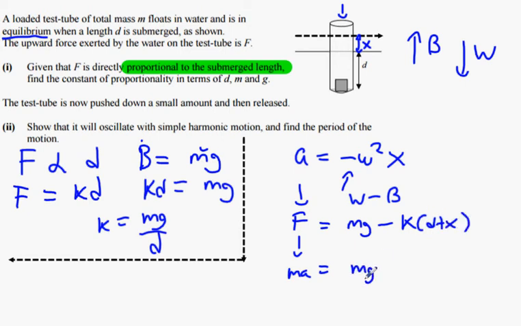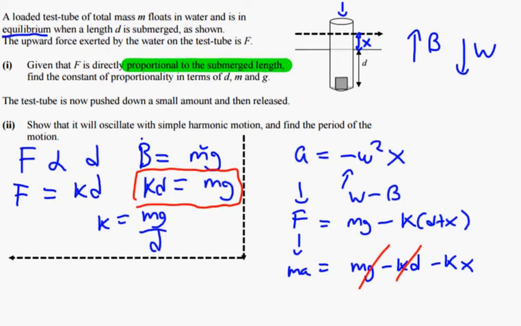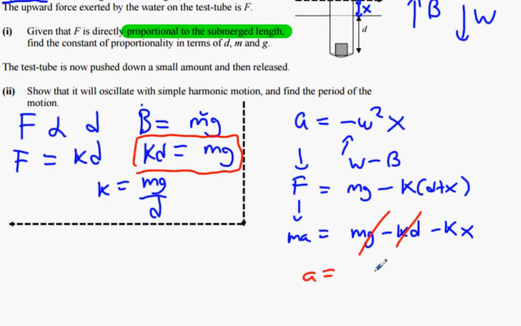Now I have mg minus kd minus kx. Is there anything that will cancel here? Look at it here, guys. kd equals mg. And look at this, very handy now, okay? ma equals minus kx. Just get rid of the m and bring it underneath, and you've basically proved that it does simple harmonic motion.